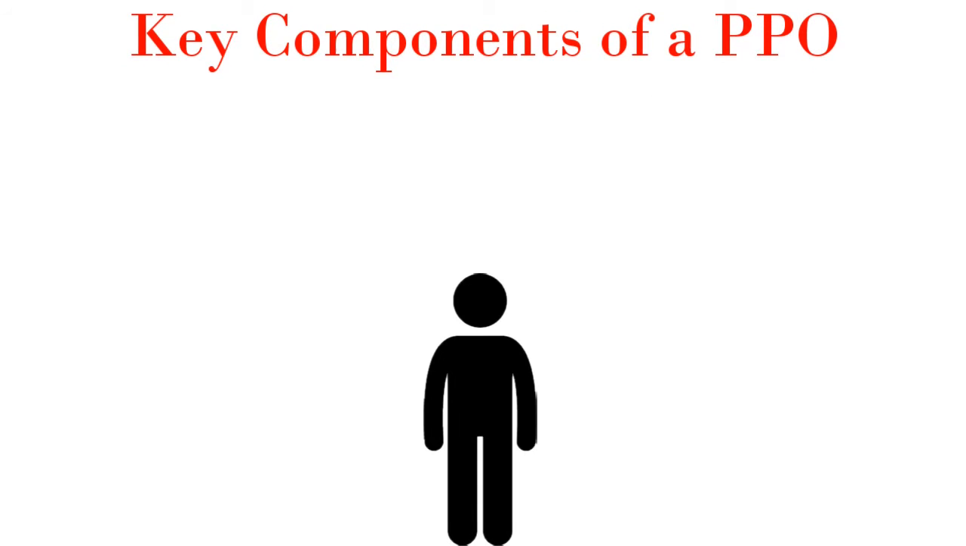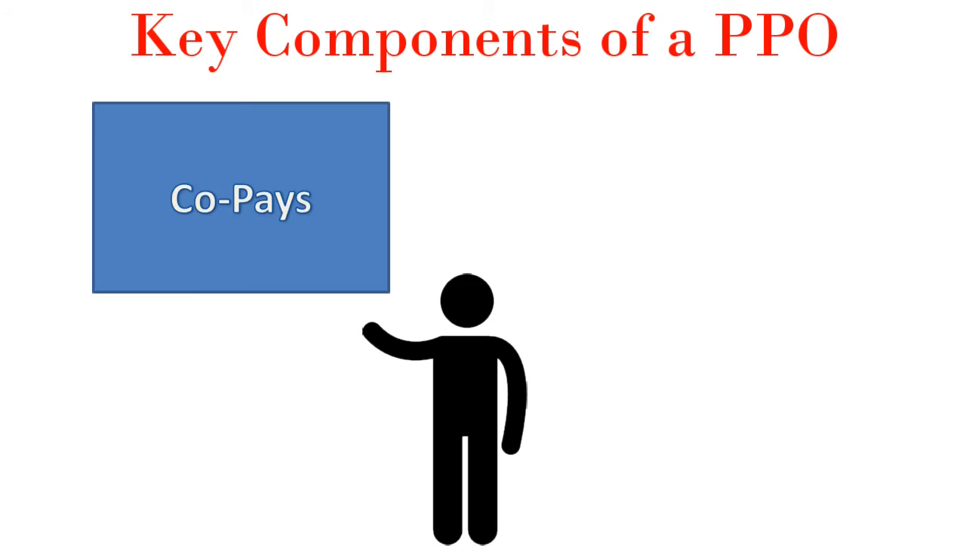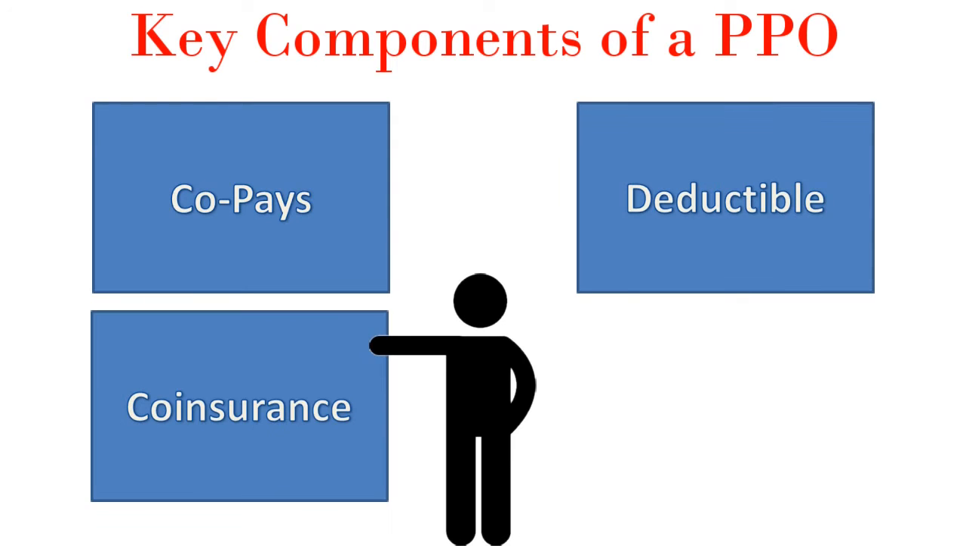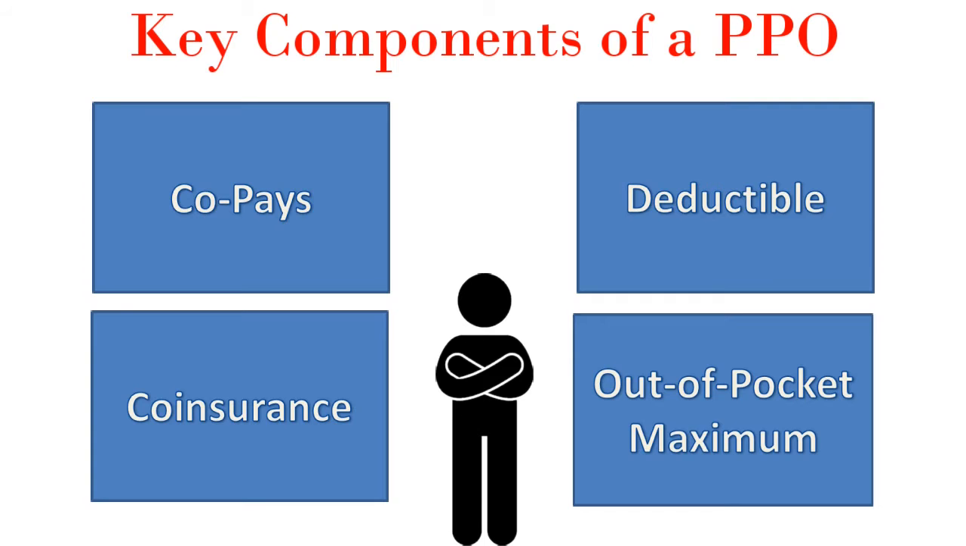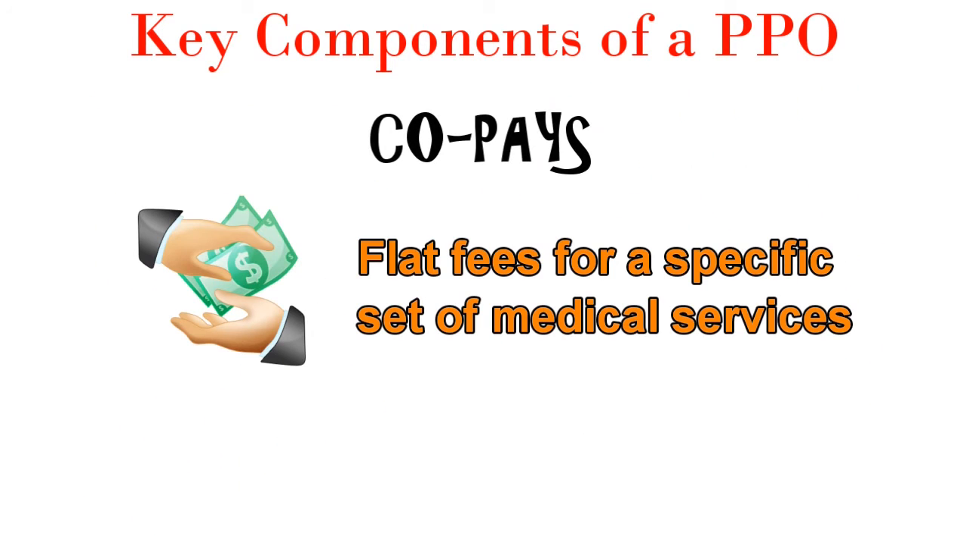PPOs have four key components which you should fully understand. These are copays, a deductible, coinsurance, and an out-of-pocket maximum. Let's take a quick look at each of these components. Copays are predetermined flat fees you, the member, must pay for certain services.